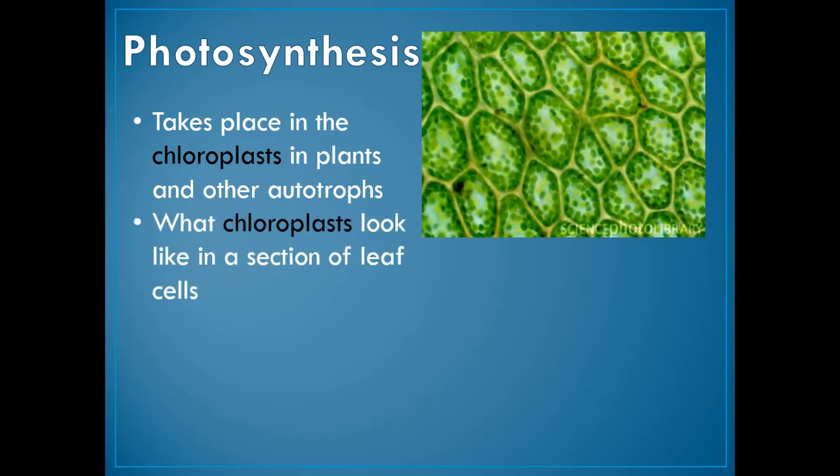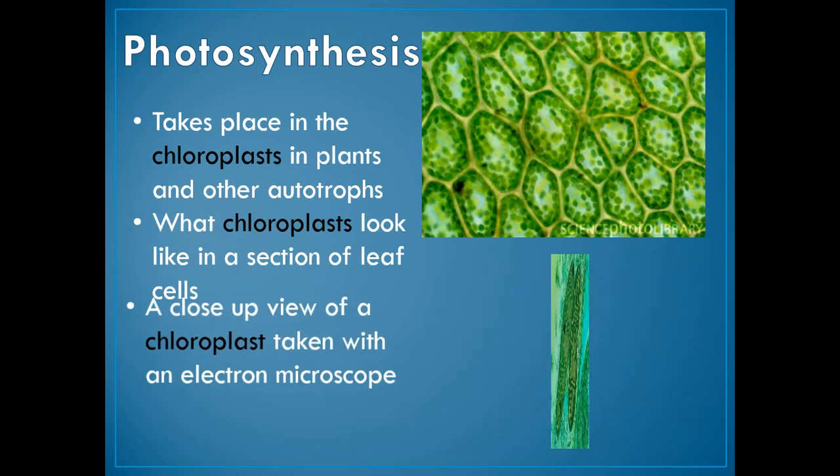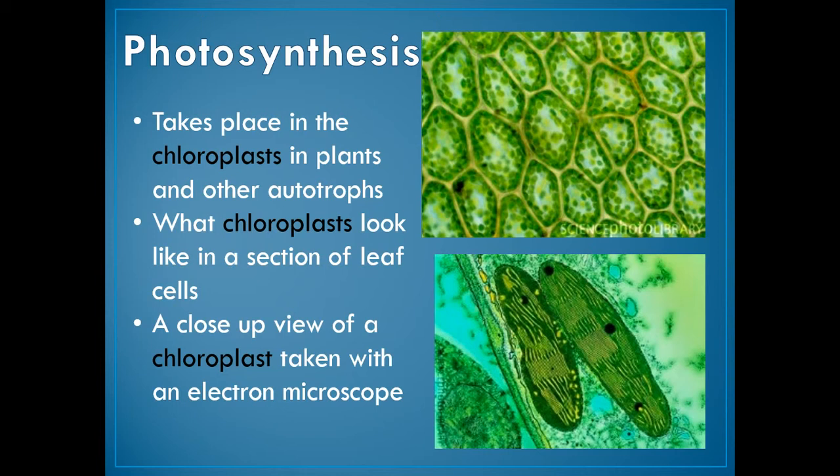This is what the chloroplasts look like in a section of leaf cells. So all of the little boxes here are individual cells, and the green dots you see in there are chloroplasts. Those chloroplasts contain chlorophyll, which is a green pigment. That's what makes plants look green. This is a close-up view of one chloroplast. If we took one of these little green circles and used an electron microscope, this is what it would look like. You can see it's got lots of layers inside.